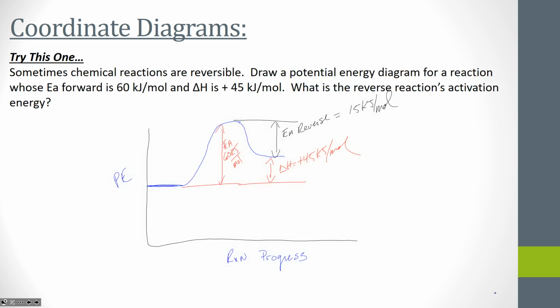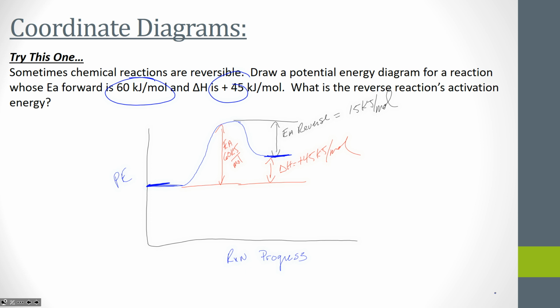Sometimes reactions are reversible, so here's a try this one, but I'll just go through it with you. If we're talking about this reaction, the forward activation energy is 60 kilojoules per mole. So you'll see that I've drawn my hill and I labeled that as my activation energy. But since the delta H is positive 45, I've got to end higher than I started. We'll try to make our scale kind of relative. I'm not so worried about the scale.